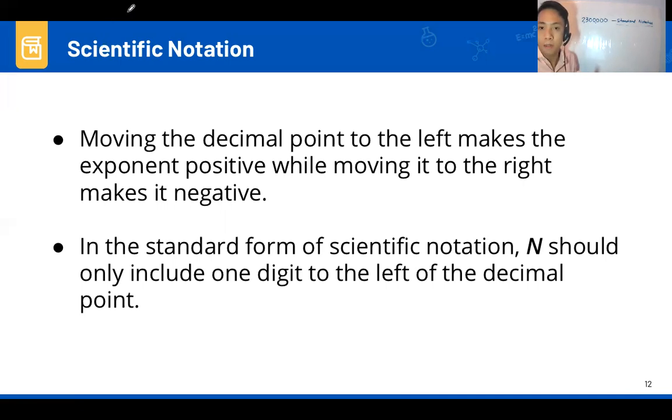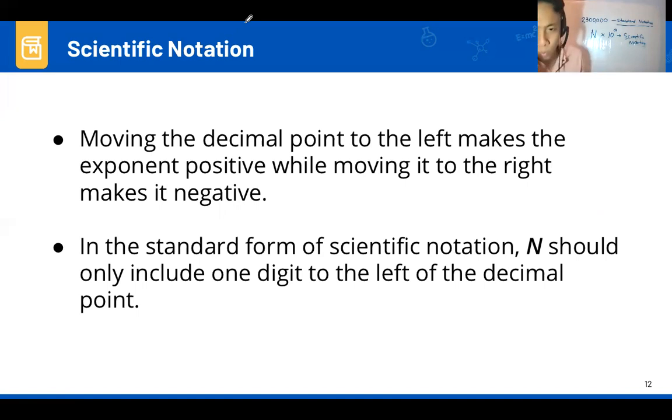Teka lang, parang baliktad yung kamera natin. Video settings. Ayan. So, this is what we call our standard notation. That means hindi pa siya nako-convert into scientific notation. And our scientific notation is in the form of n times 10 raised to a. That's what we call scientific notation.